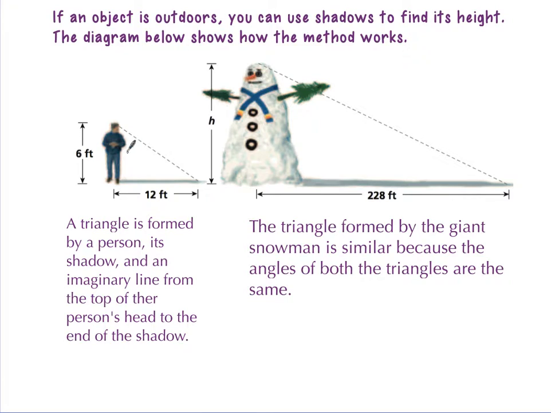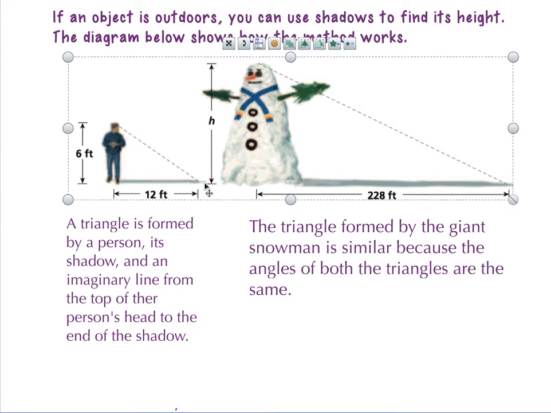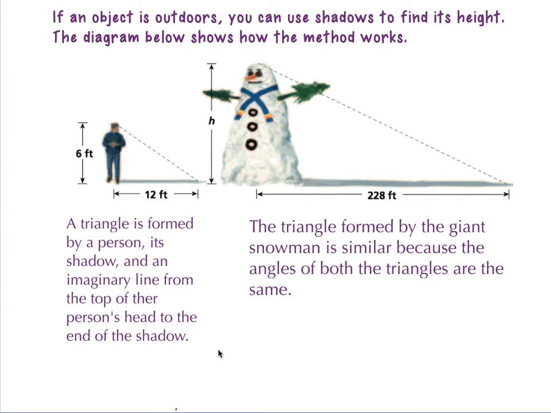So when we're using indirect measurement, you have to think about objects that are outdoors. We're going to start with that, and we can use their shadows to help us find the height. How this works is, let's say we use a person, so the triangle is formed by a person and their shadow, and then the imaginary line from the top of the head to the top of the head of the shadow. Now we know that the person makes a right angle with the ground, and then whatever we're measuring, in this case this very large snowman, also makes a right angle with the ground.